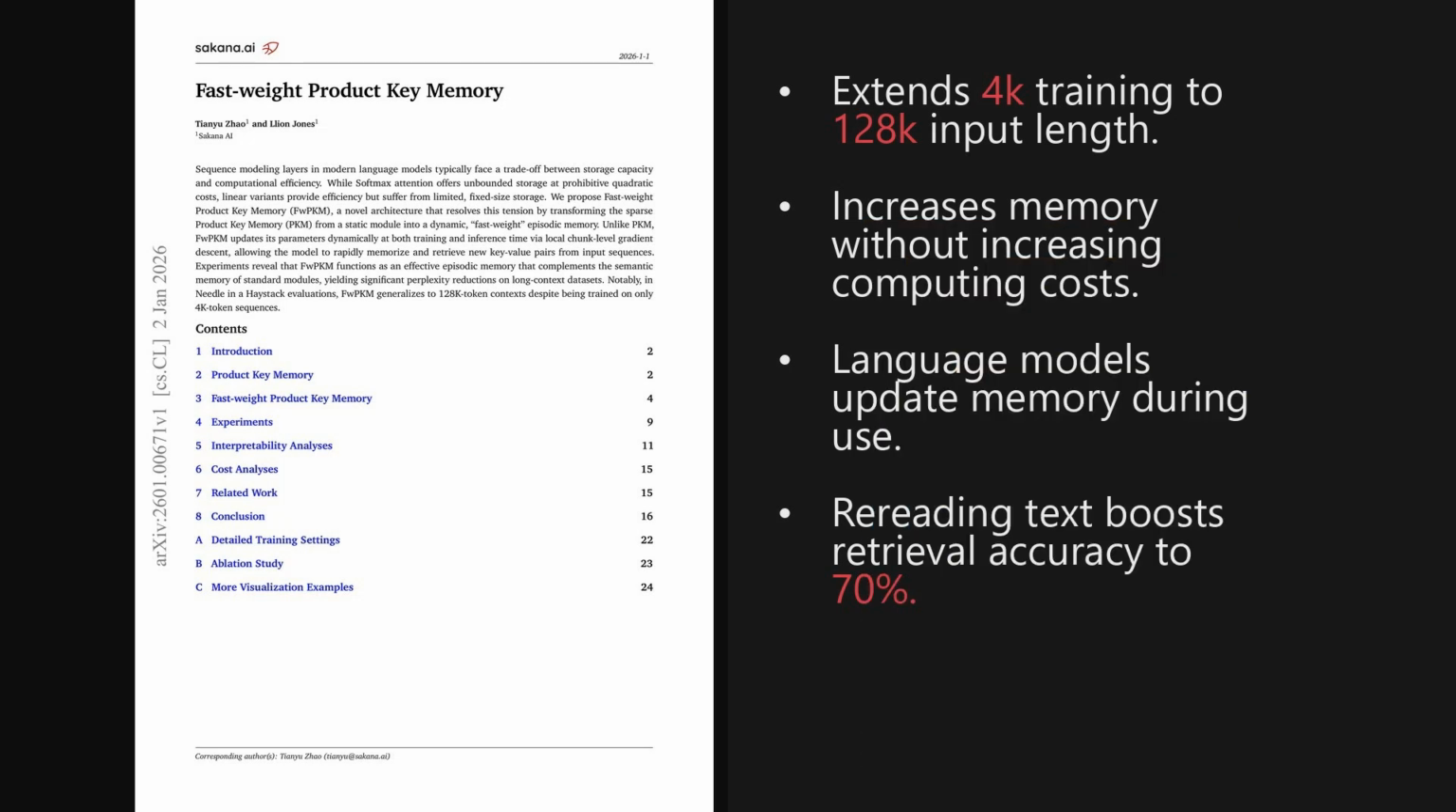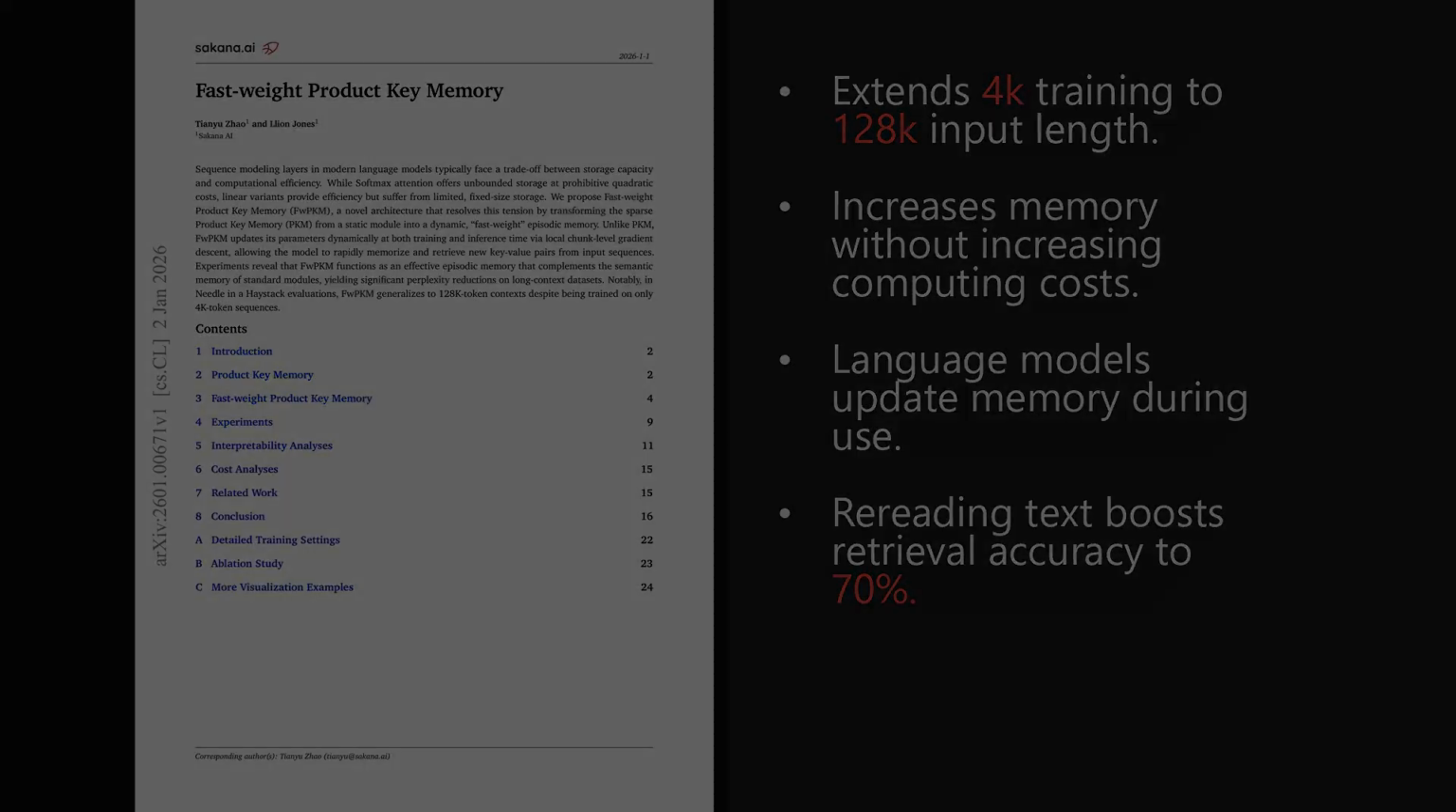I'm Alex. Today we're looking at a paper trending on X published on January 2nd, 2026, just 4 days ago. It introduces a dynamic memory system that enables models to generalize to contexts of 128,000 tokens, despite being trained on sequences of only 4,000 tokens. The paper is titled FwPKM Product Key Memory, and as we'll see later, the results suggest a promising new path for continual learning in large language models.